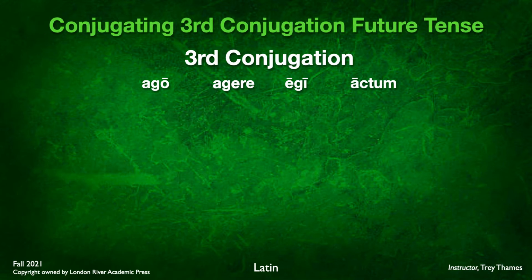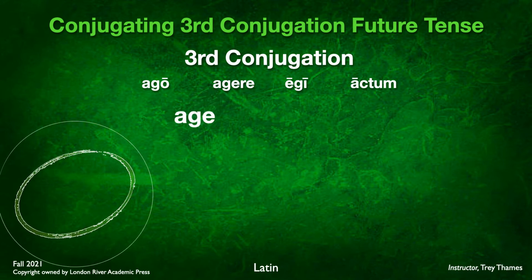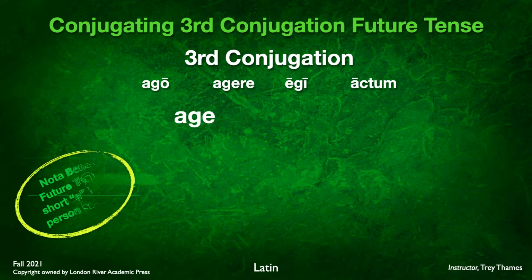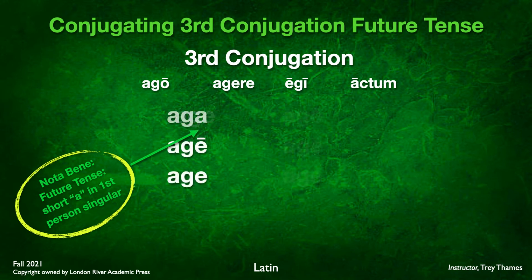All right, this is third conjugation future tense. Now, again, we're going to take our agere, drop the RE, and that gives us the AGE stem. Very good. Now, what we're actually going to do is keep that AGE, mostly. In the first person singular, it's actually going to change to an A. I know what you're thinking. Latin can be such a pain sometimes. But here in first person singular, it changes to an A.